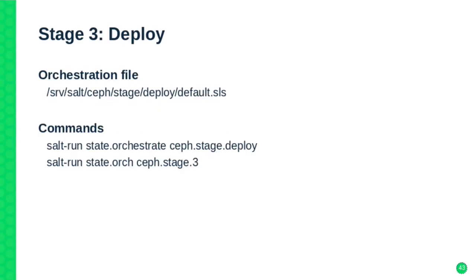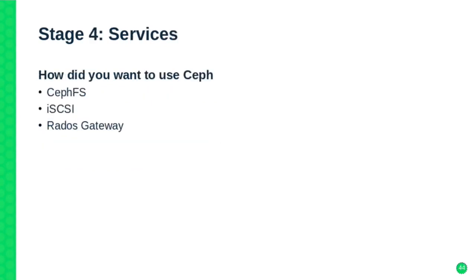And back to the orchestration file. That's stage, deploy, default.sls. And the third command, just as boring as the rest of them, ceph.stage.3. Now, why are you wanting to use Ceph? Now, you have a question? A question about the deploy stage.